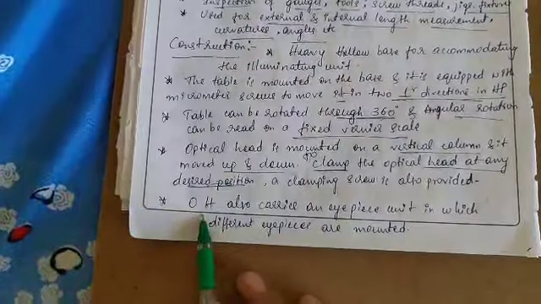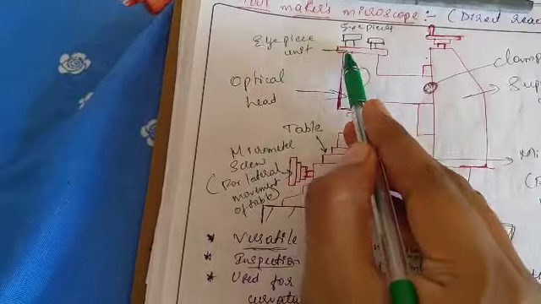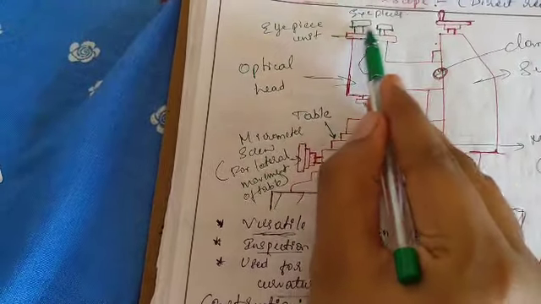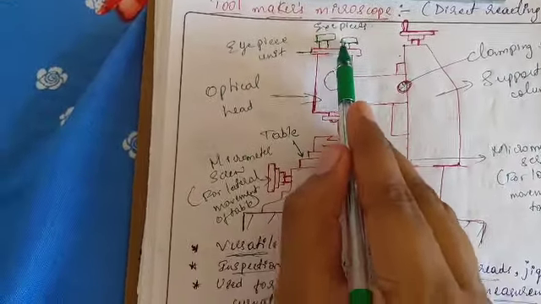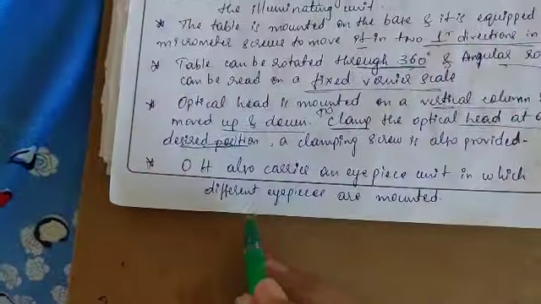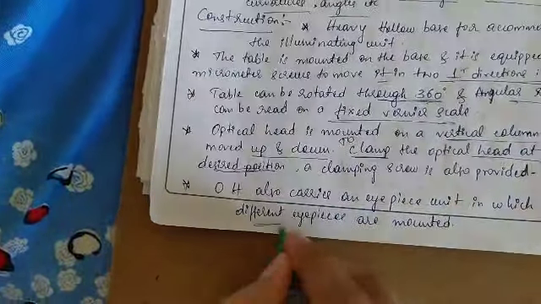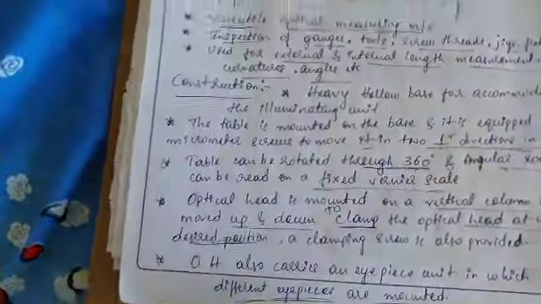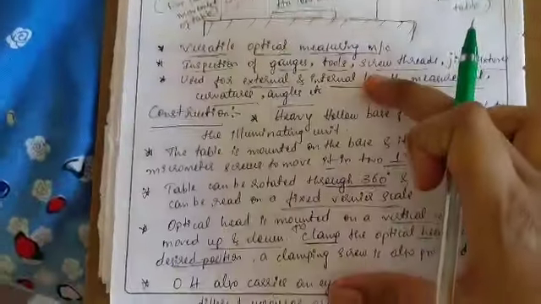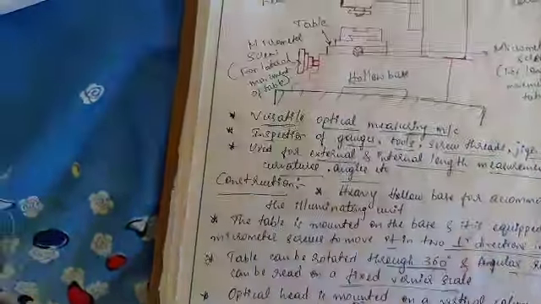Finally, the optical head also carries an eyepiece unit, in which the different eyepieces are mounted. This is the optical head. This is about the construction of the tool maker's microscope. Next we will discuss the working and the application of the tool microscope.